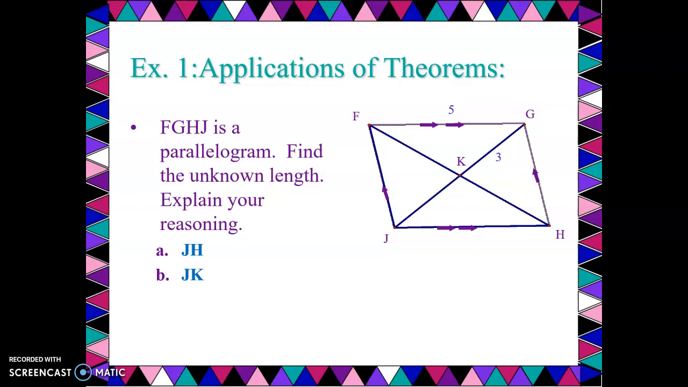You'll notice that segment FG is 5. You'll need to mark that in on your note template, so please mark in segment FG is 5. And then also please mark in on your note template that segment GK is 3 units. All right, so then the question, if this is a parallelogram, we have to find the lengths of two unknowns. They want us to find the length of the segment JH, and they want us to find the length of the segment JK. Now think about that for a second.